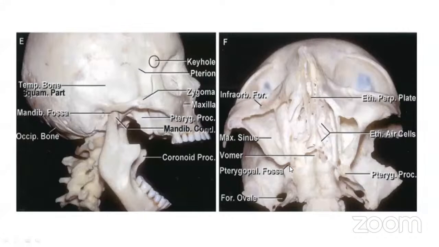On the lateral side of the sphenoid, we have the pterygoid, which is a part of the sphenoid bone, which forms the medial boundary of the pterygopalatine fossa.